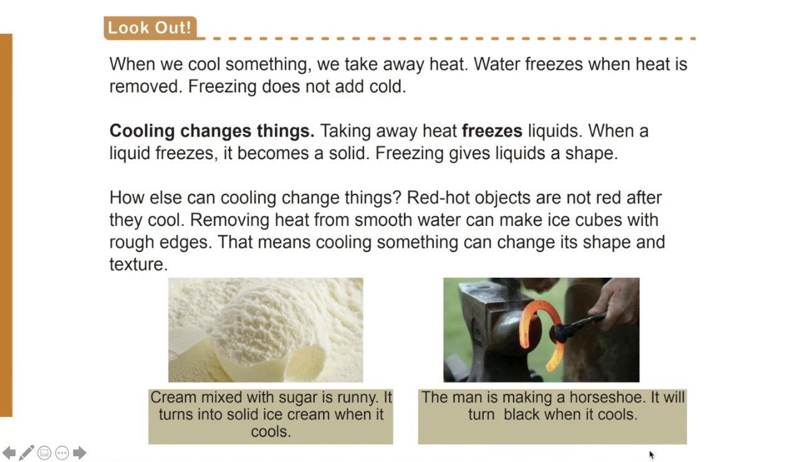How else can cooling change things? Red hot objects are not red after they cool. Removing heat from smooth water can make ice cubes with rough edges. That means cooling something can change its shape and texture. Look at this picture. Cream mixed with sugar is runny, but it turns into solid ice cream when it cools. The man here is making a horseshoe. It will turn black when it cools again, or when we take heat away.